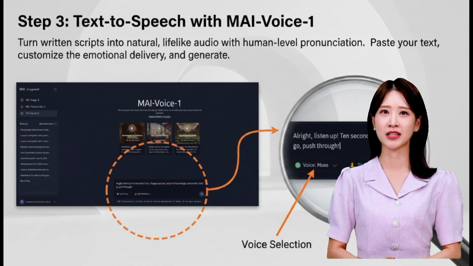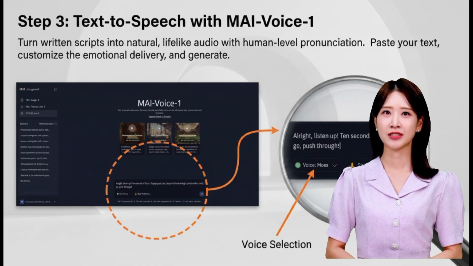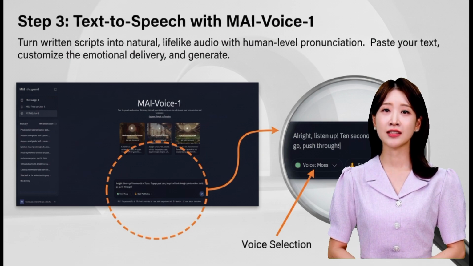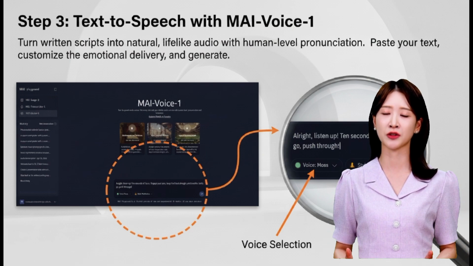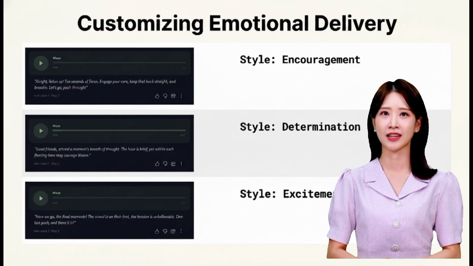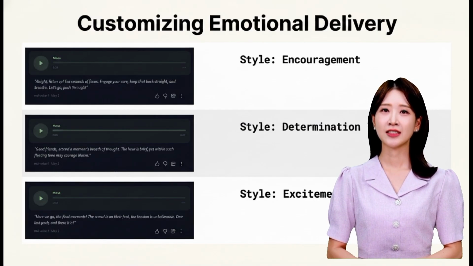Before generating, you can customize the output by picking a specific voice, like Moss, and a speaking style, such as Joy, to match your tone. Finally, press Enter to generate the audio. Here are a few examples to test out.